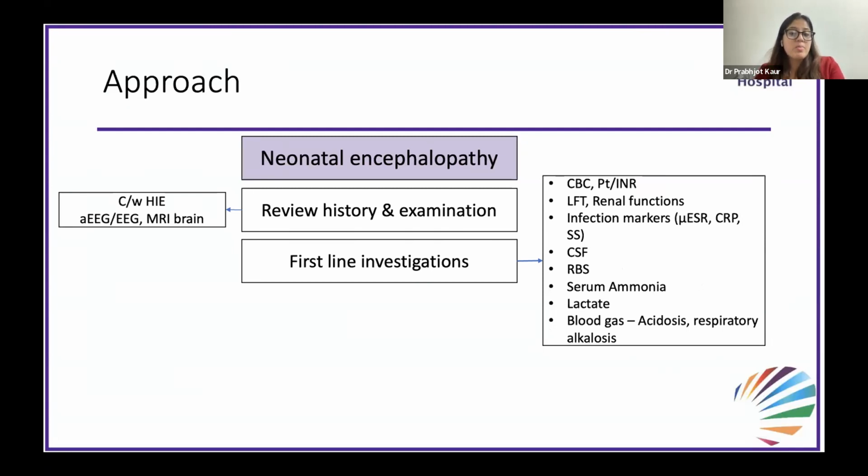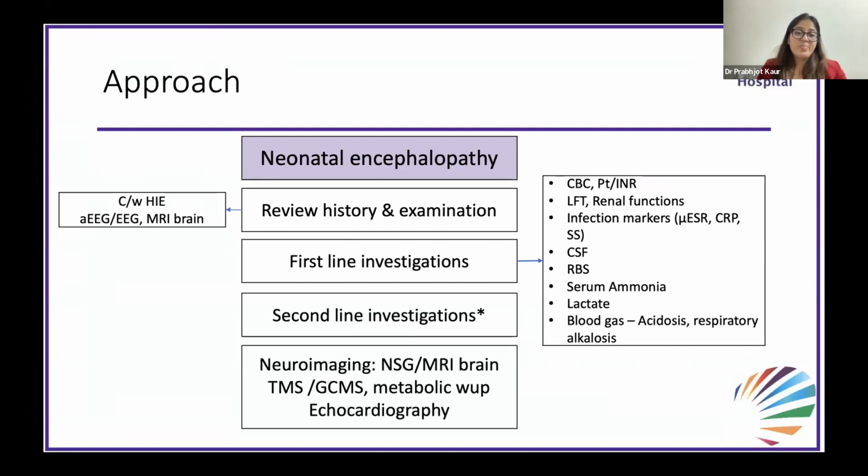in case we have a very high suspicion of a metabolic disorder and the availability is not an issue. Once we are through these investigations, we get a few clues, we can plan for the second line investigations, which again may include ammonia, lactate, and basic metabolic workup, depending upon the availability and the clinical scenario. Other than that, neuroimaging, preferably an MRI, but as we all know, MRI may not be a feasible first line investigation. So neurosonogram gives us a fair idea as a bedside investigation, but MRI is preferable once the baby is stable. Other than that, our metabolic workups, including but not limited to TMS and GCMS, echocardiography in case it is indicated.